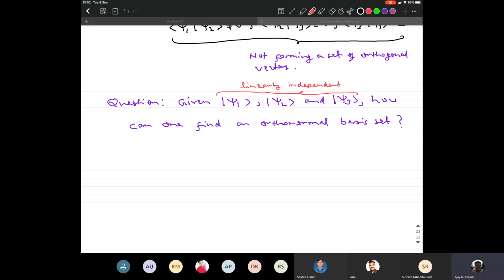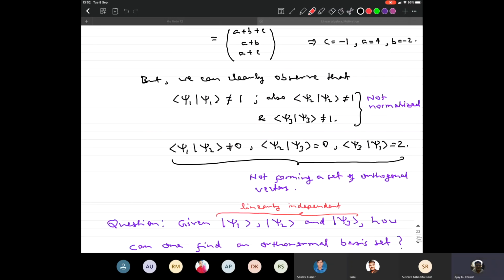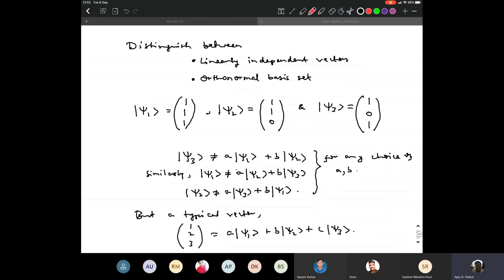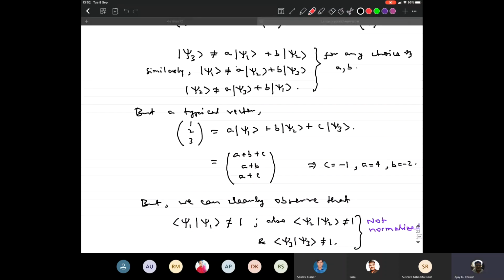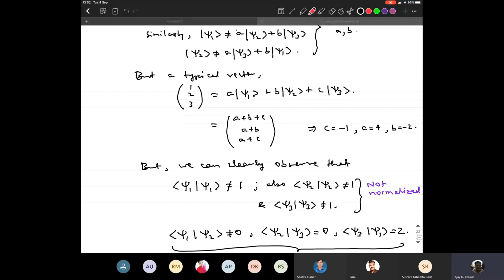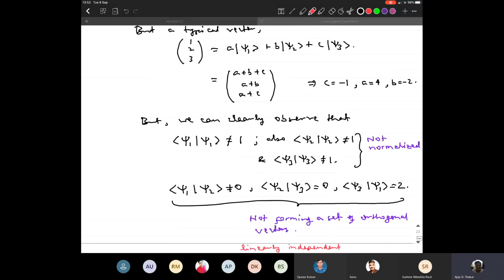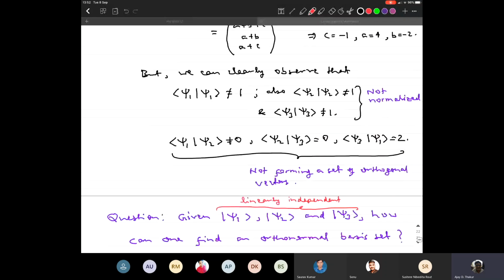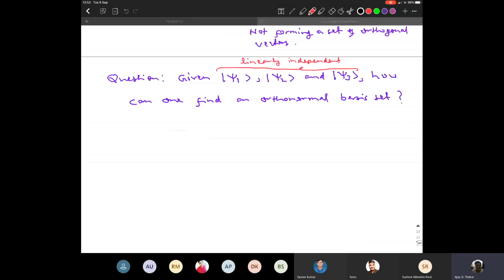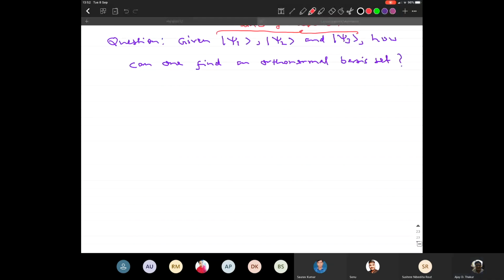So as we just now saw, psi1, psi2, psi3 were linearly independent, and they were forming a basis set, but that basis set was neither having vectors which were normalized nor having vectors which were truly orthogonal to each other. So the salient question is, how do we really find the basis set?